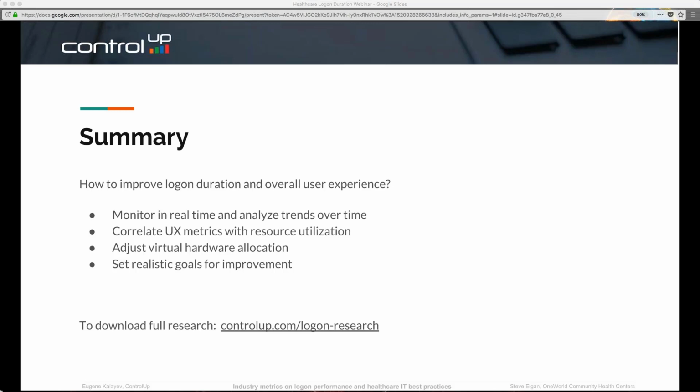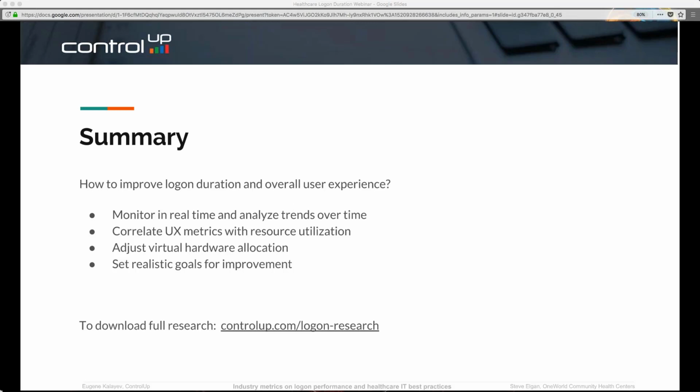Even starting with a stopwatch, looking at an actual logon and sitting with the stopwatch and validating how long it actually takes, even before you have specialized tools like ControlUp to measure logon duration, or starting with some feedback from your end users and looking at the actual numbers, is a good first step to starting to assess the situation.